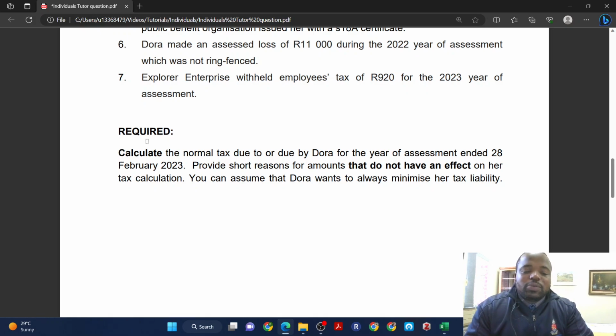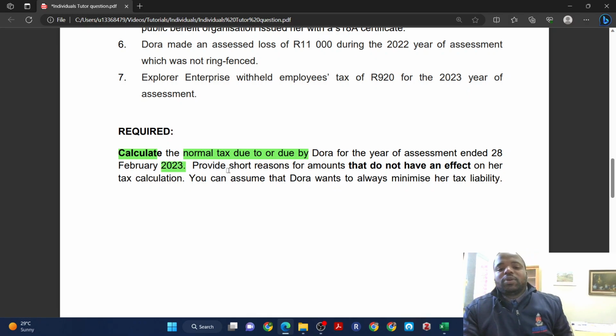After you take note of your marks and your time, you give yourself purpose by determining what you need to do. In this case, we'll be calculating the normal tax due to or by Dora for the year of assessment ended 28 Feb 2023. Provide your reasons for amounts that do not have an effect, so we require reasons where there is no effect on a tax calculation. You can assume that Dora wants to always minimize the tax liability.